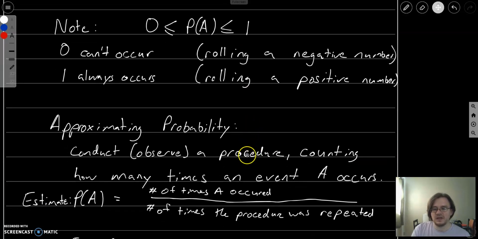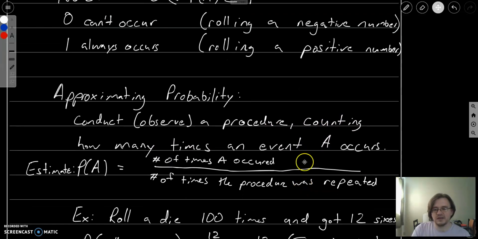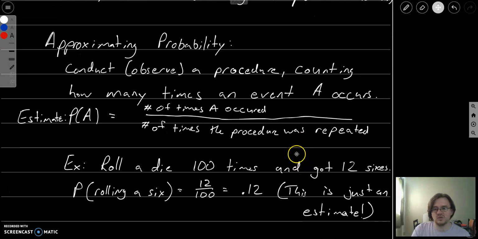So we can estimate probability, approximate probability, using procedures. We can just conduct the procedure or just observe it if we're not actually doing it ourselves. And then we just count how many times A occurred. So the way that we'll estimate the probability of A is we'll just count how many times our event happened, and we'll divide by the total number of times the procedure was repeated.